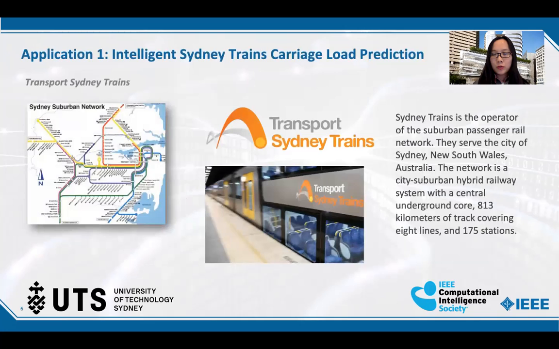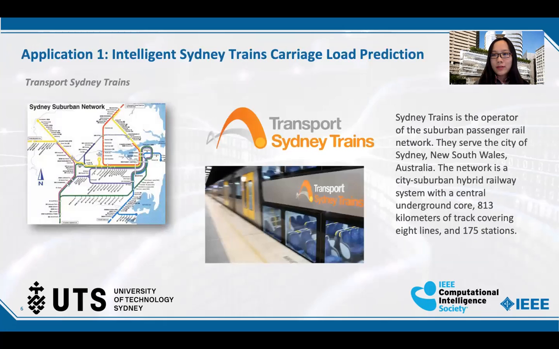Next, I will give you the 2 applications. The first one is intelligent Sydney train carriage load prediction. Sydney Trains is the operator of the suburban passenger rail network. They serve the city of Sydney, and they have 813 kilometers of track covering 8 lines and 175 stations.